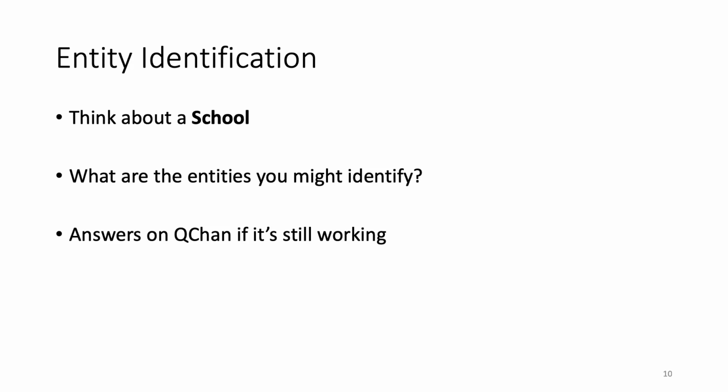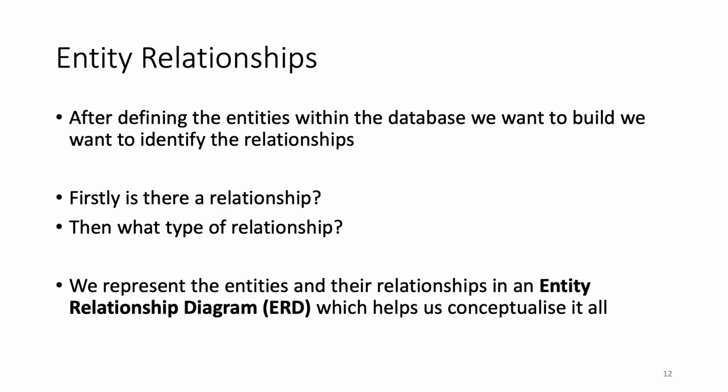We look at a given system, a given domain, and we say, what are the entities that we're going to deal with within this? The second thing we want to do is map out what we call entity relationships. So these are how the entities relate to each other in quite a simplistic way. After we define the entities, the database we want to build, we need to work out, first of all, is there a relationship between these entities? And secondly, what is the type of relationship that exists between them?